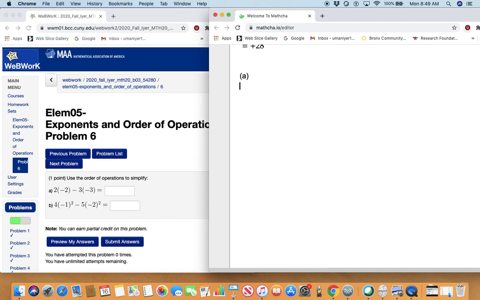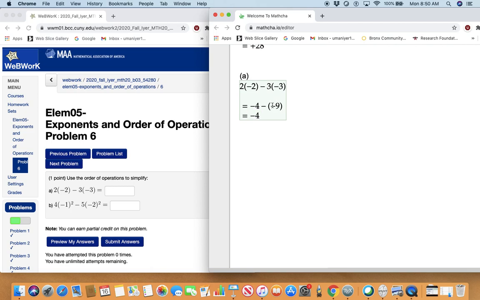A. 2 times negative 2 minus 3 times negative 3. Okay. So there is a subtraction, multiplication here, and a multiplication here. Multiplication takes precedence over subtraction. So let's multiply this and this. 2 times negative 2 is negative 4 minus 3 times negative 3 is a negative 9. I place parentheses so that sign doesn't follow a sign. All right, now open the parentheses.